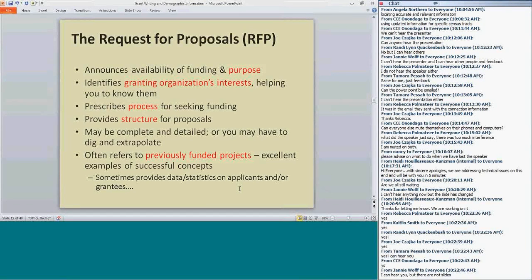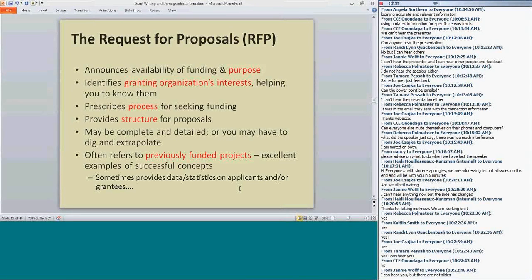announcing the purpose and availability of funding. It identifies the granting organizations, your funders' interests, and helps you get to know them. It prescribes a process for seeking funding, what you have to go through, and it provides a structure for proposals. It's important to keep in mind that it may be complete and very, very detailed, or it may be really confusing, and so you have to dig in and ask what they're really looking for, and again, that's a time to touch base with the funder if it isn't clear.